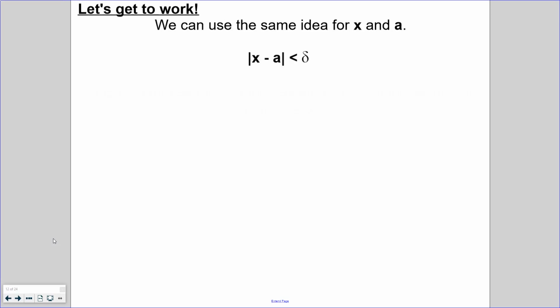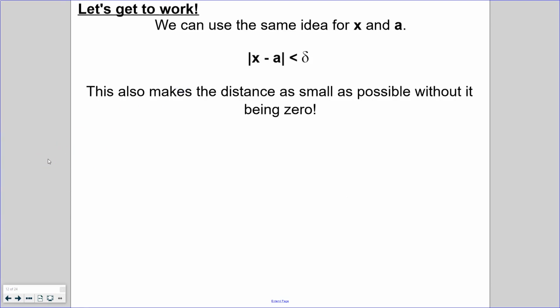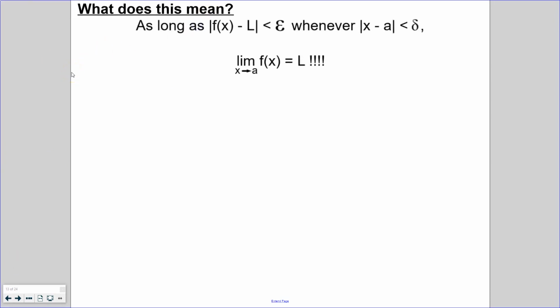We can use the same idea for x and a. We can set the distance between x and a to be less than our infinitesimally small number, delta. This would also make the distance as small as possible, and again without it being equal to 0. So, what does this all mean? Well, it means that as long as the distance between f of x and L is as small as possible, whenever the distance between x and a is as small as possible, then the limit as x approaches a of f of x is going to equal L. We are going to have an accurate and precise prediction.